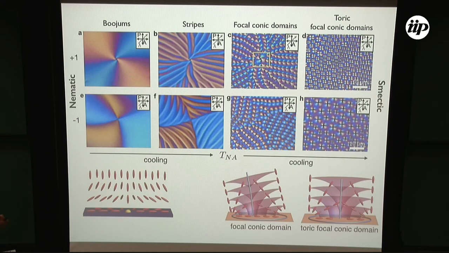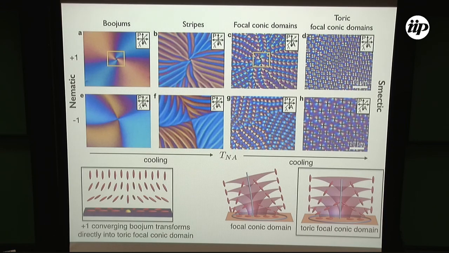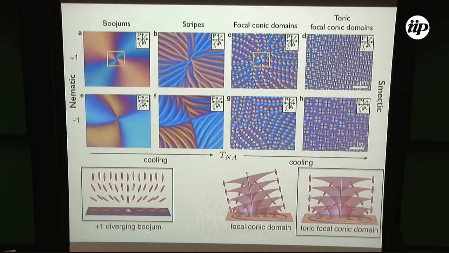Oh, and this big toric focal conic domain that showed up earlier comes from the +1 Boojum, a particular kind of +1 Boojum, the kind that escapes up, which we call the +1 converging Boojum, because of the similarity in director fields. Both are circularly symmetric, and both have this escape up off of the substrate. There's also a +1 Boojum which escapes down, which we call the diverging Boojum, which has exactly the wrong director field, and so this does not transform directly into a big toric focal conic domain.